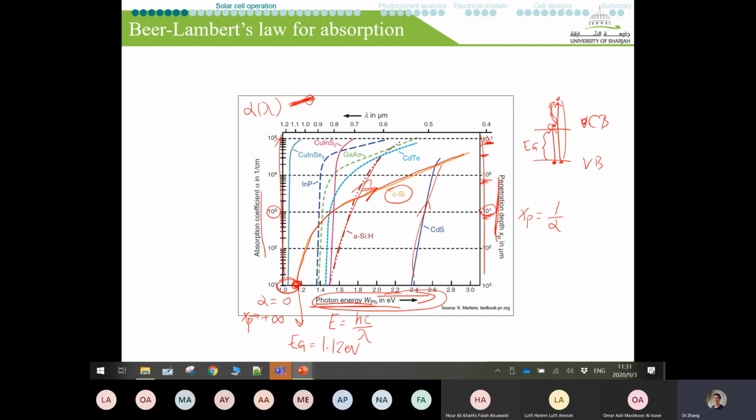It means that you need a thinner and thinner material to be able to capture most of the incoming irradiance. So that is the interesting thing here. And by the way, we also plot the wavelengths on the top axis. It is inverted relative to the photon energy scale, and they correspond to each other precisely. So we notice here, for instance, the crystalline silicon.